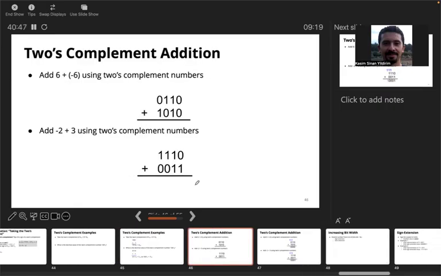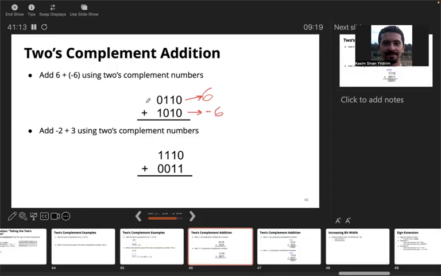So let's add 2 numbers in 2's complement form. Obviously, what is the number? 6. What is this number? -6, right? This is -6. So basically, if I add the 2 numbers, hopefully the result should be 0, right? We should obtain 0.